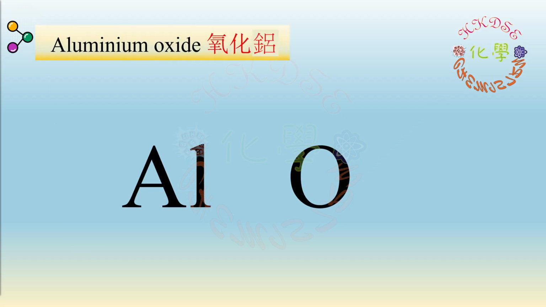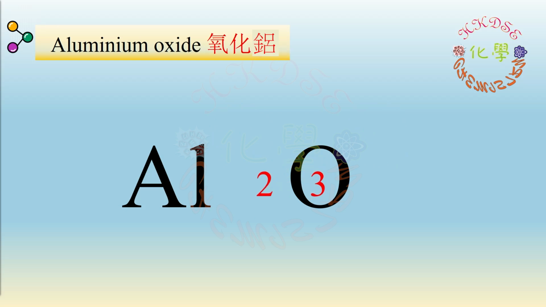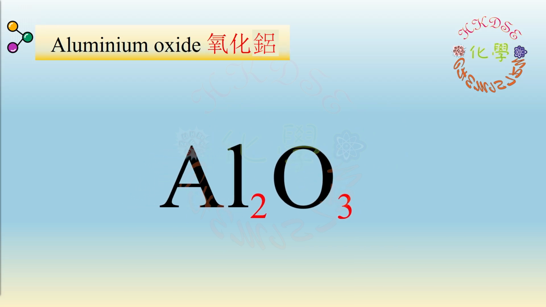Aluminium oxide. We can see that to balance these charges, the aluminium ions must form an ionic bond with 3 oxide ions. This concept is stitched together when writing its formula, Al2O3.